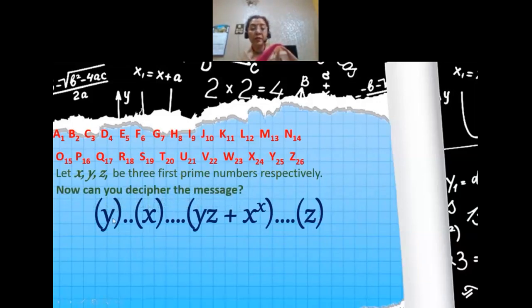How can you get or convert this one in terms of capital letter? What is the place value? Y means you told me 3. Which letter has got 3 as a place value in capital? Please tell me. C. Yes, very good. C.